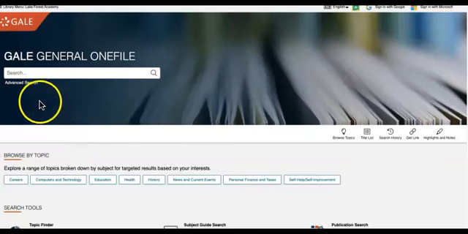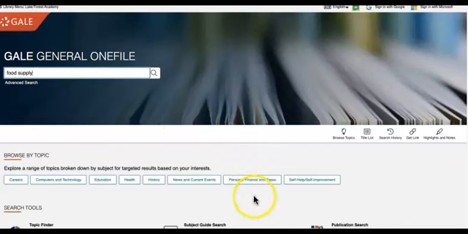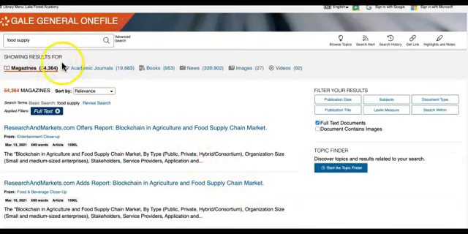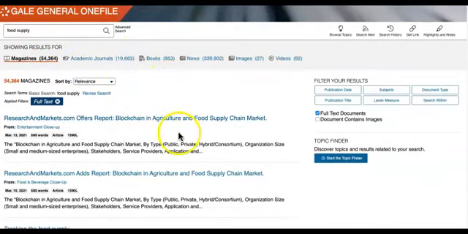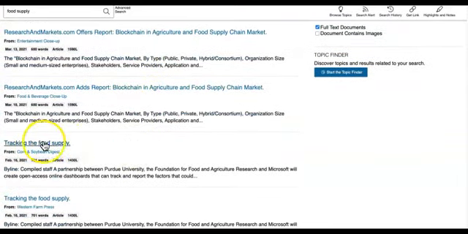General One File is going to look very similar as well. We've got an advanced search, and we could just type in food supply. So depending on your topic. And you can see we get a lot here. We get 54,000 magazine articles, 19,000 academic journals, 953 books. And then what's nice about these databases is that it will highlight my keywords within the text. I don't have to do the Command F to search for my keywords. It will say it right here.